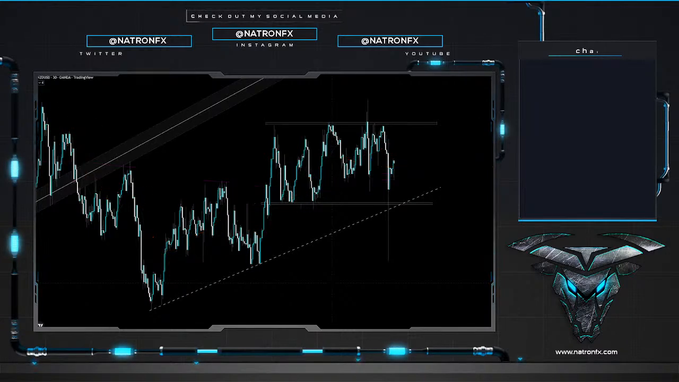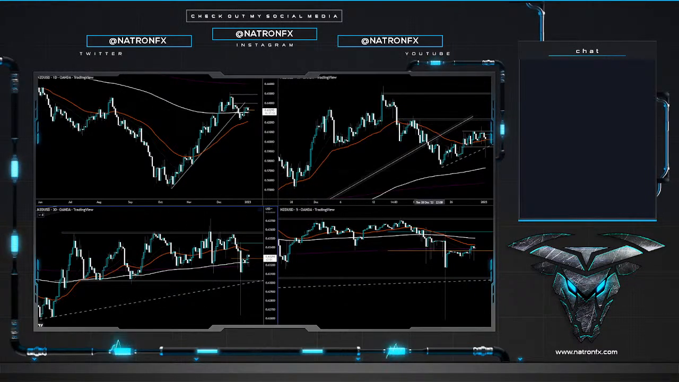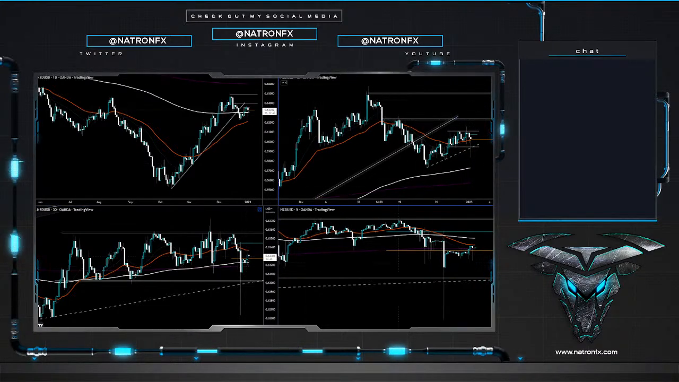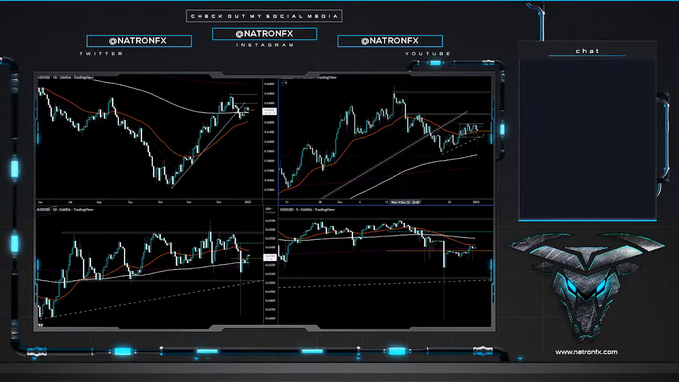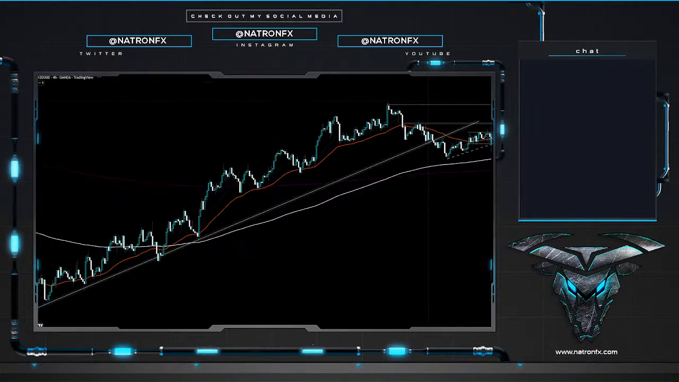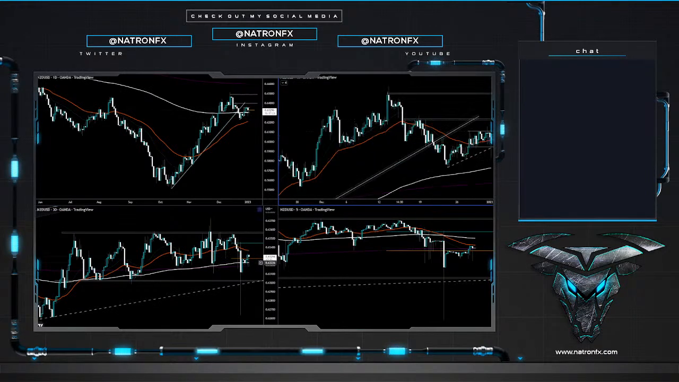All right, so we'll take a look at this. Looking at all the charts, again, these are all above the EMAs, above the weekly pivot. I'm just not comfortable taking a trade right now. Let's move on.